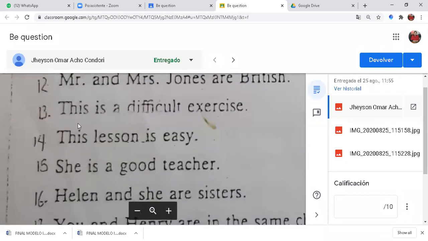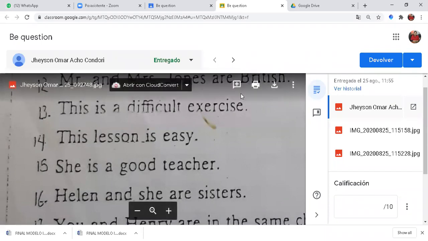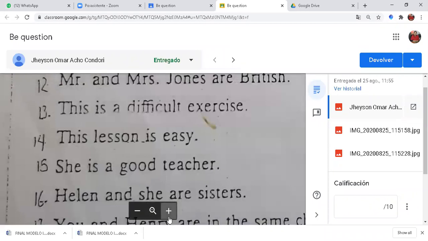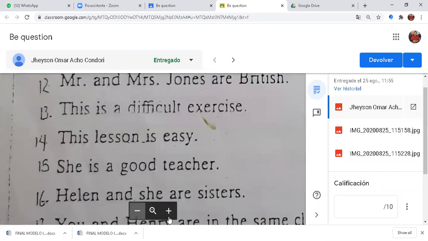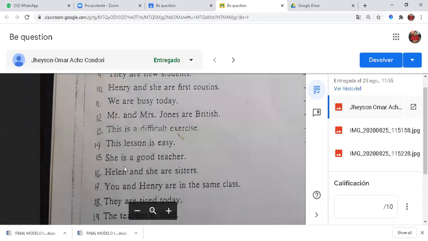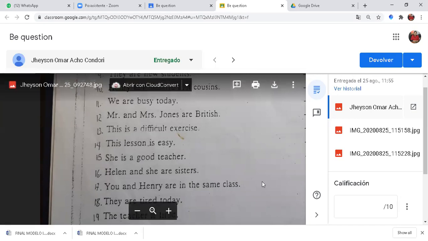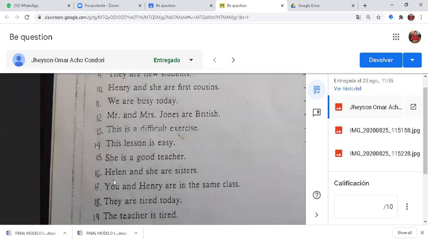Is this a difficult exercise? Yes. 14. Is this lesson easy? Yes. 15. Is she a good teacher? 16. Are Helen and she sisters?